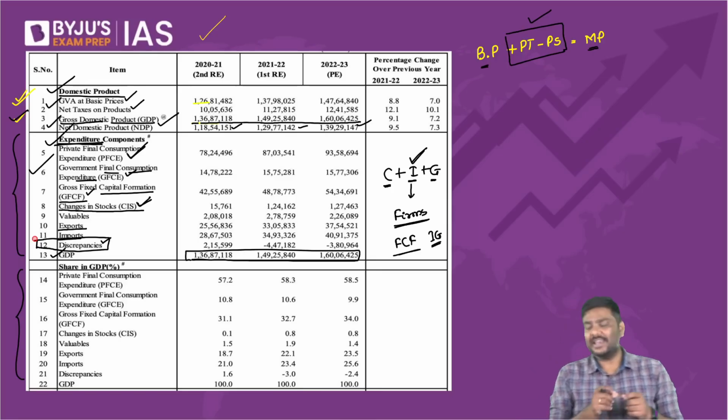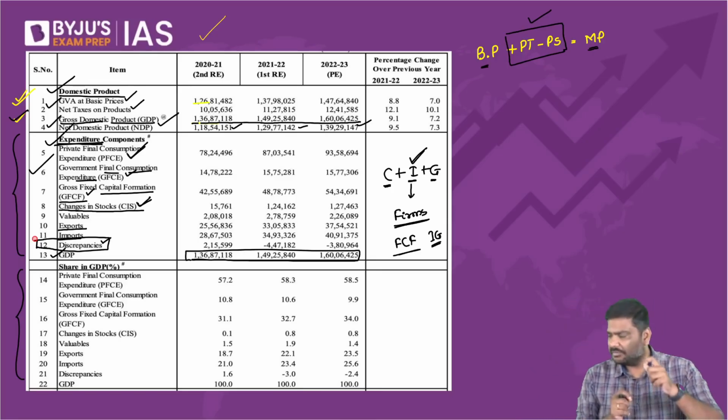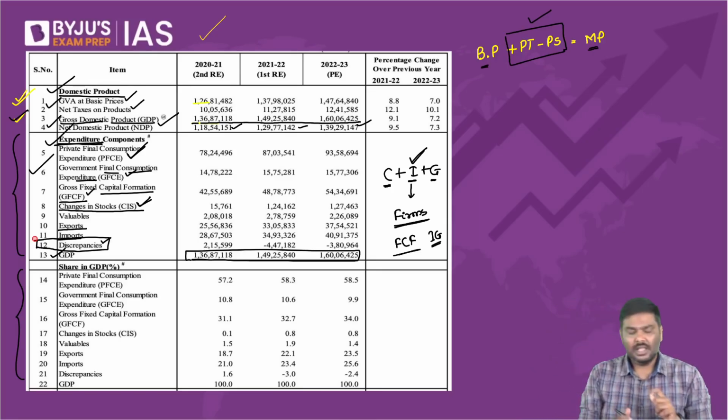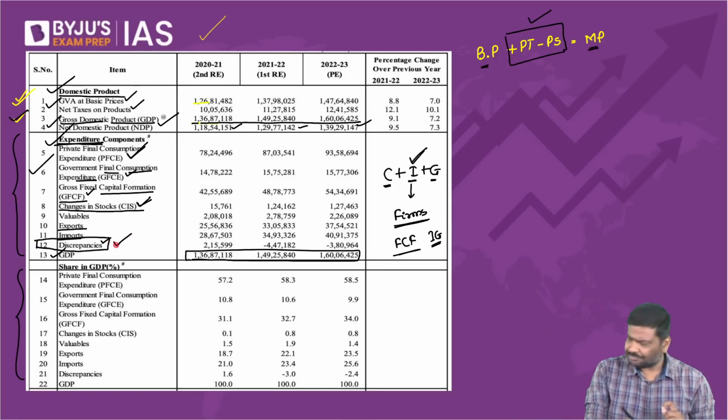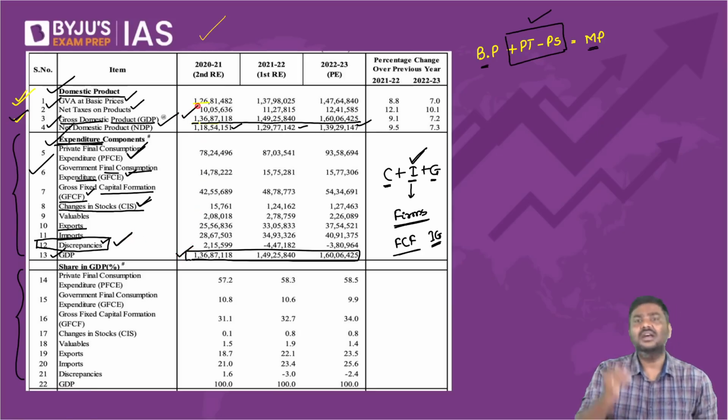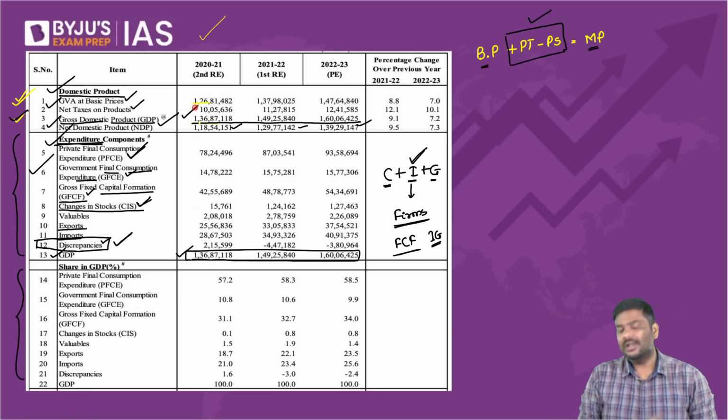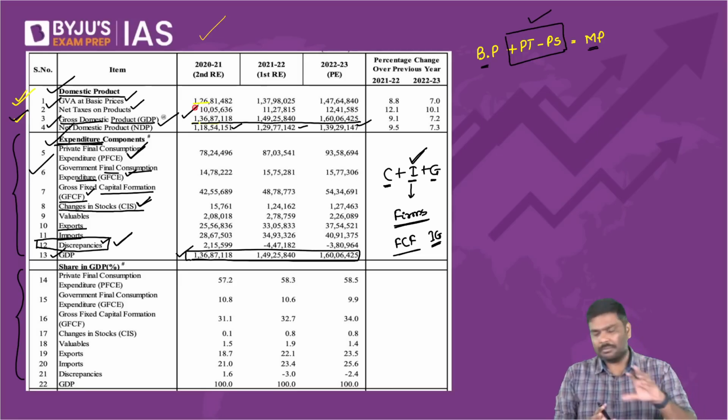Discrepancy. That is, there is a certain difference between the expenditure and product methods. I will adjust the expenditure method so that I get the same as the production method. This is a basic idea of how GDP numbers are provided.